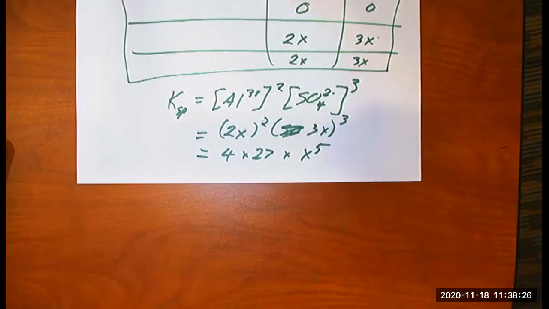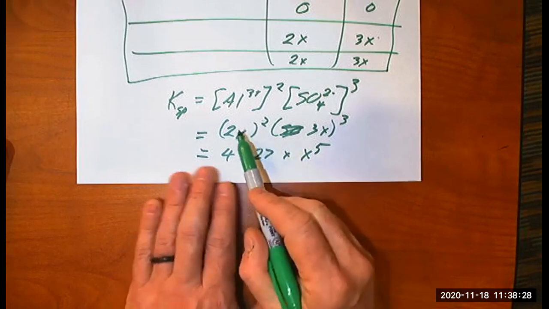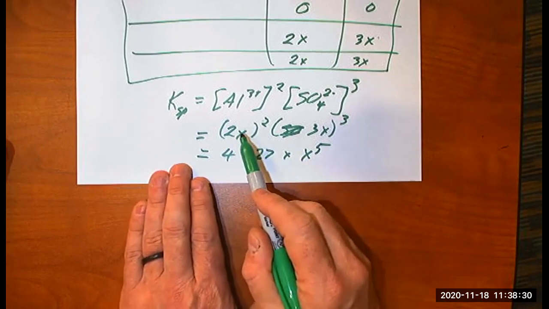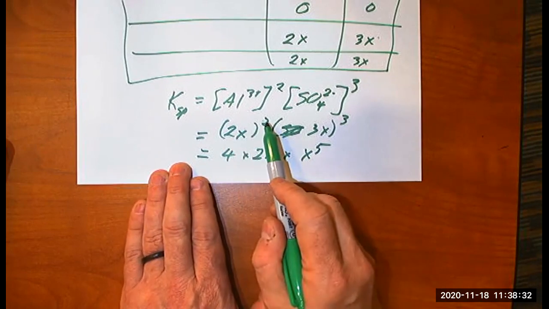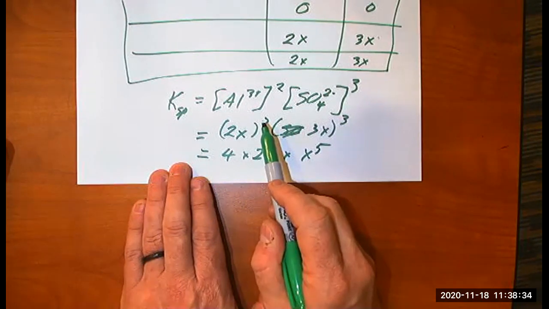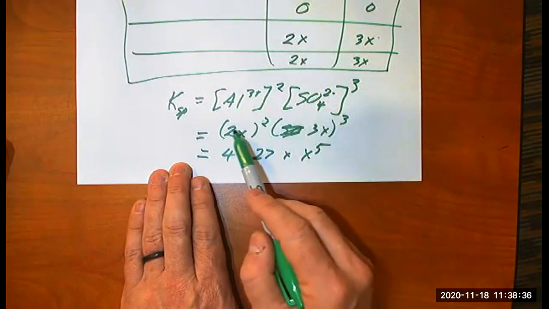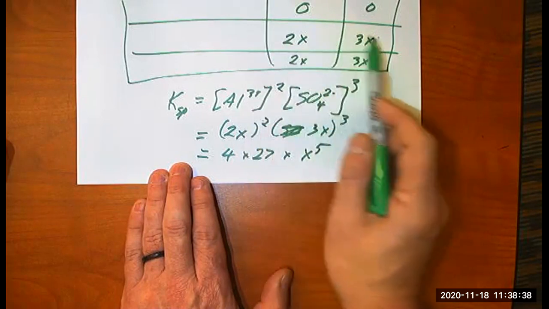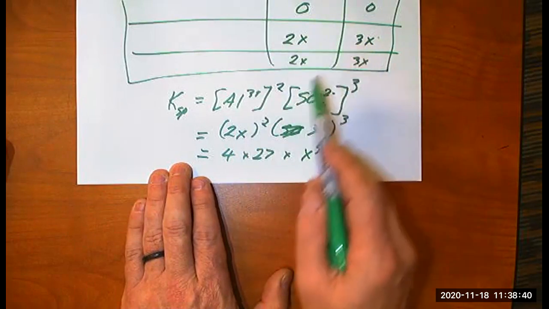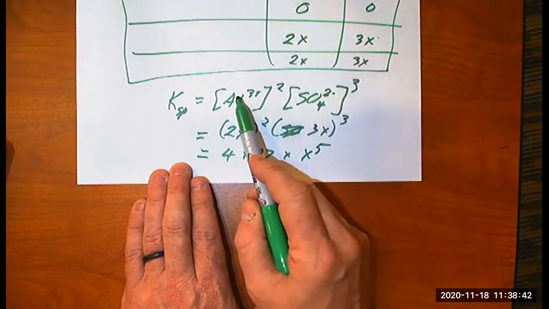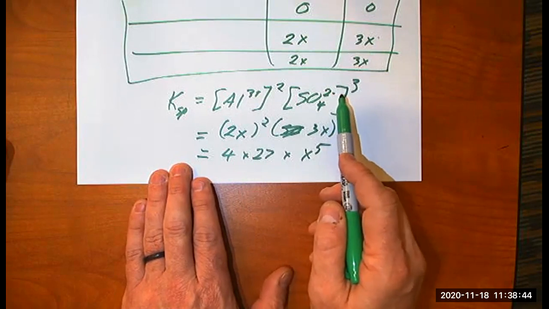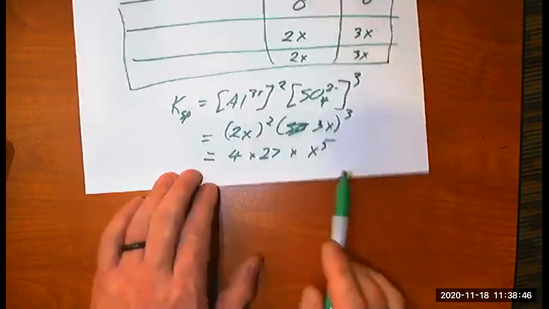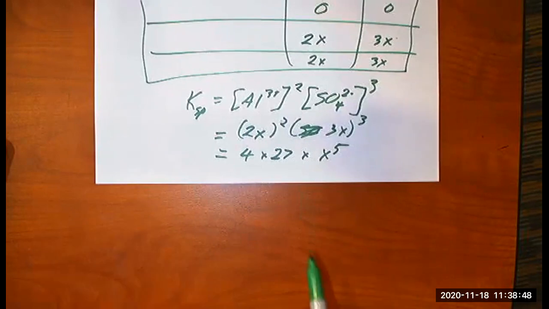Some people were confused about feeling like we're double counting things if we put the 2 both here and here, but they're coming from different places. The one inside, the coefficient, comes from the stoichiometry of the ice table, whereas the exponent comes from the structure of the equilibrium constant. So you do in fact have it in both places. This is how to deal with KSP.